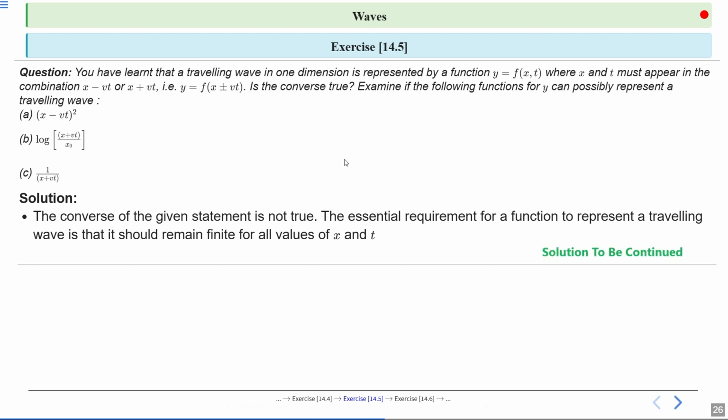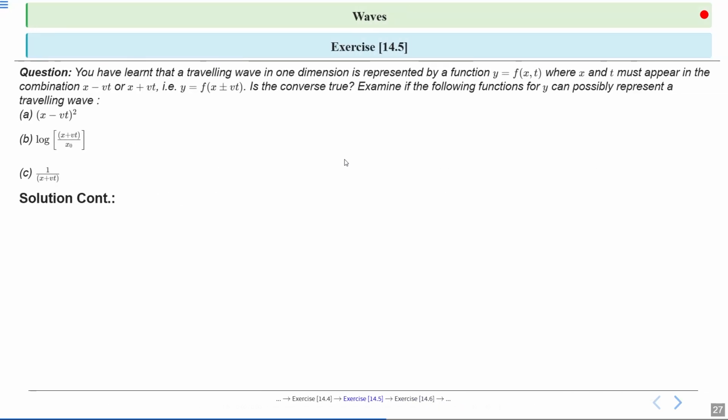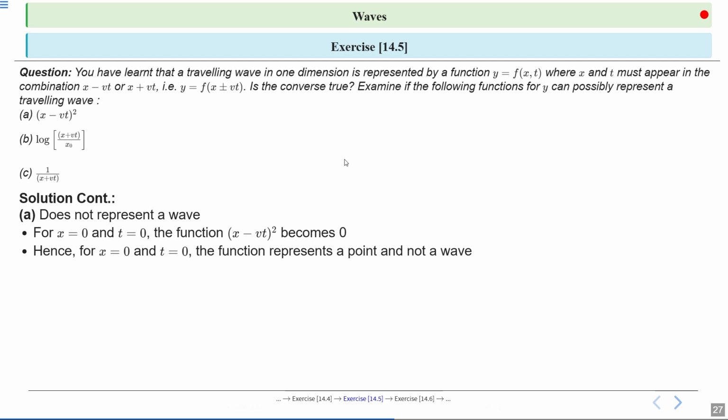Clear? So, A does not represent a wave. For x equal to 0 and t equal to 0, the function x minus vt whole square becomes 0. This means that at the starting point in space and time, the value of the function is 0. Alright. Hence, for x equal to 0 and t equal to 0, the function represents a point and not a wave.